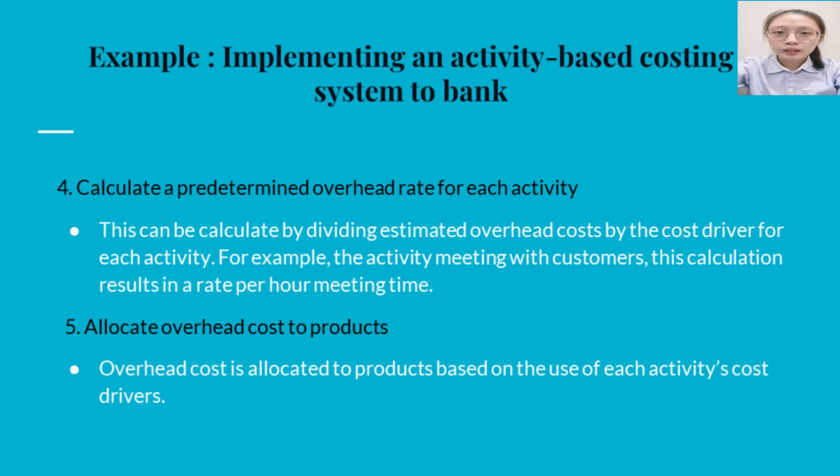The fourth step is to calculate a predetermined overhead rate for each activity. The predetermined overhead rate can be calculated by dividing estimated overhead costs by the cost driver for each activity. For example, the activity meeting with customers. This calculation results in a rate per hour of meeting time. The last step is to allocate overhead costs to products. Overhead cost is allocated to products based on the use of each activity's cost drivers.